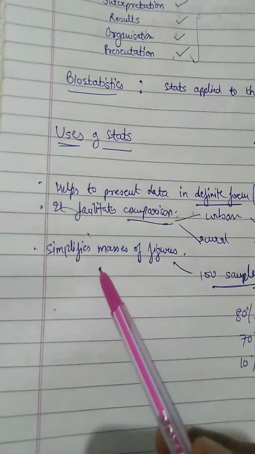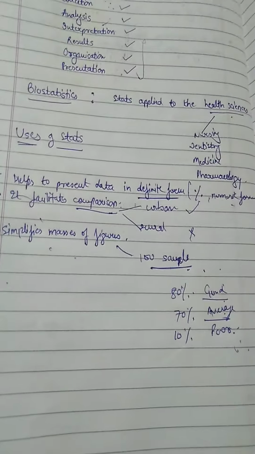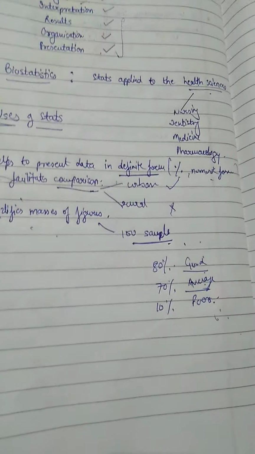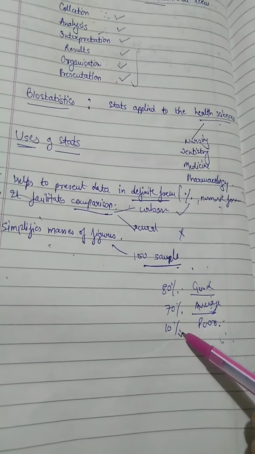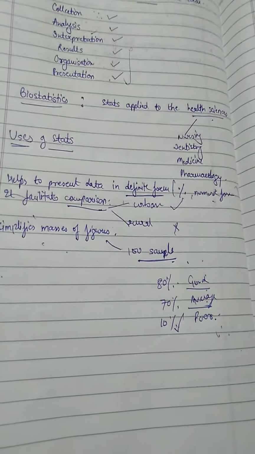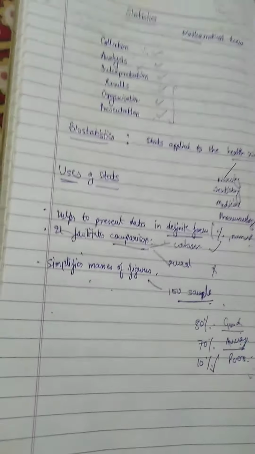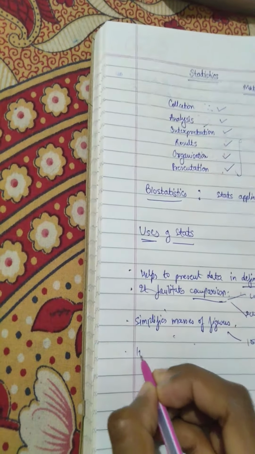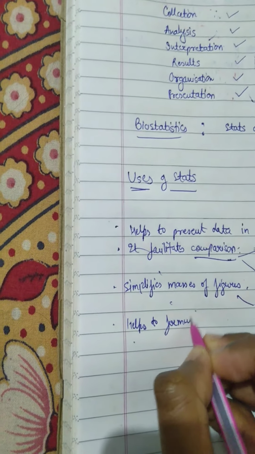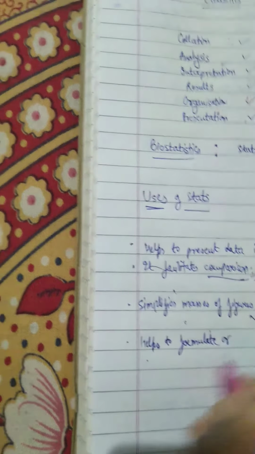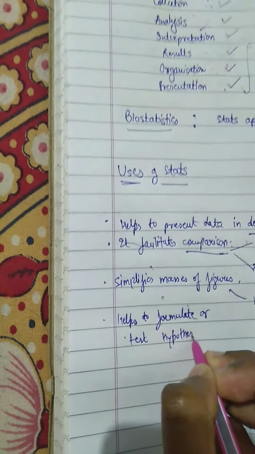So stat simplifies masses of figure. If there would not be any stat, we would not be able to present our data in percentages, in ratios, in fractions. So all these are stat. So stat also helps to formulate or test hypothesis. How?